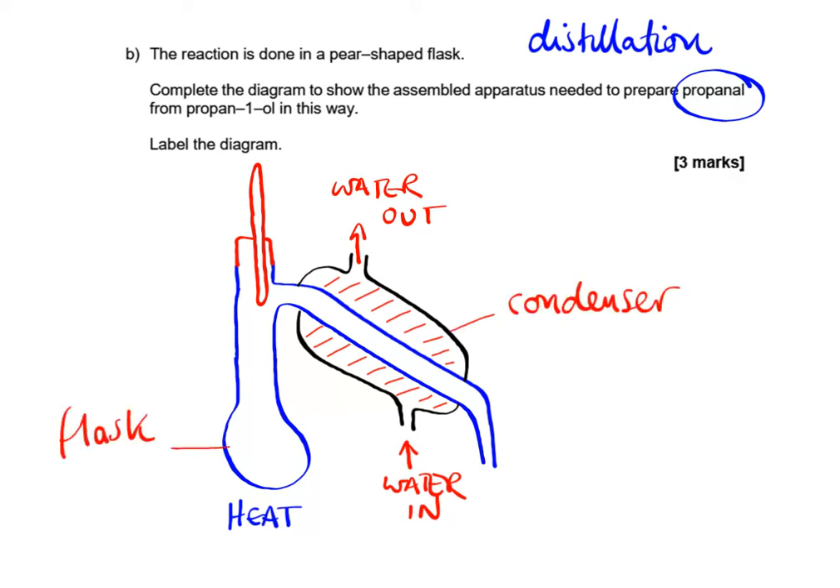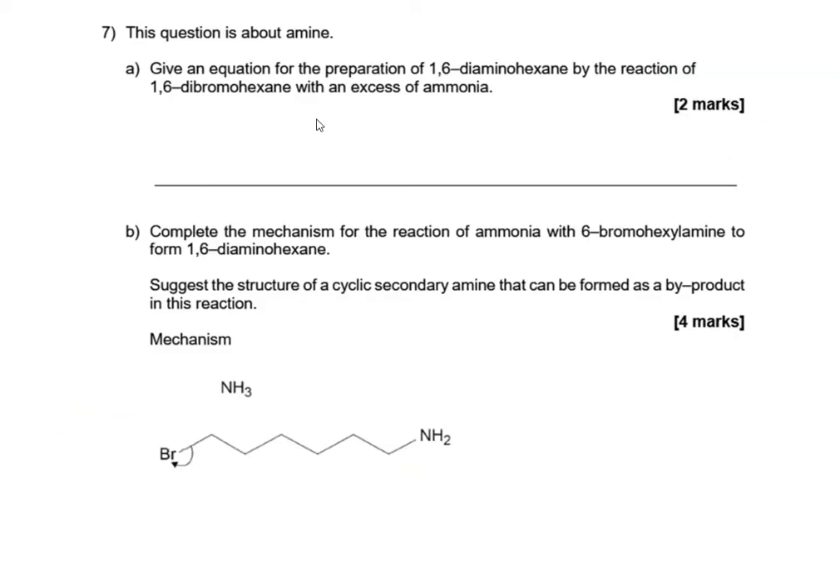Moving on to the Amines question, quite a difficult one this. You can see to start with the balanced equation is worth 2 marks, so we've got an excess of ammonia, so ammonia is going to substitute both of the bromines, which means we're going to get an amino group at either end.